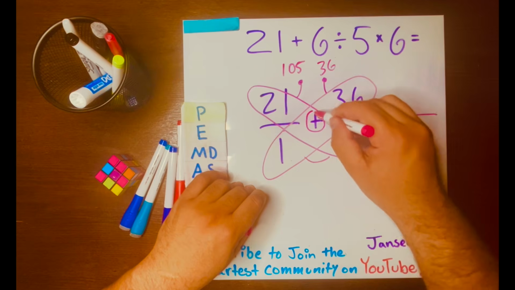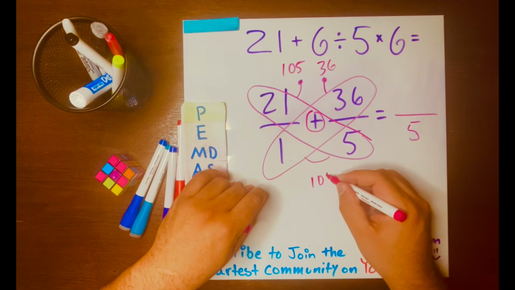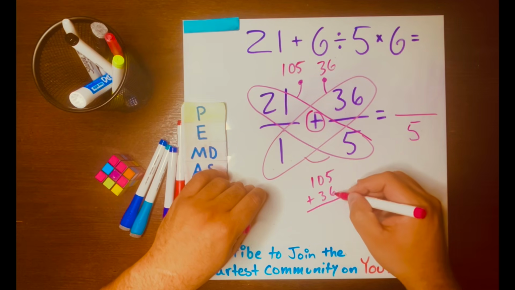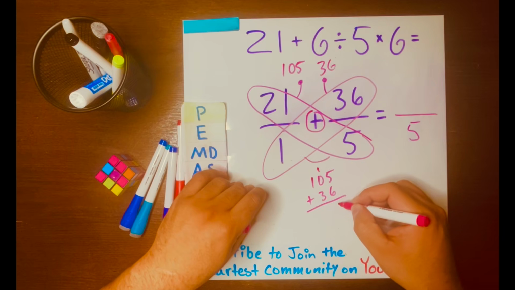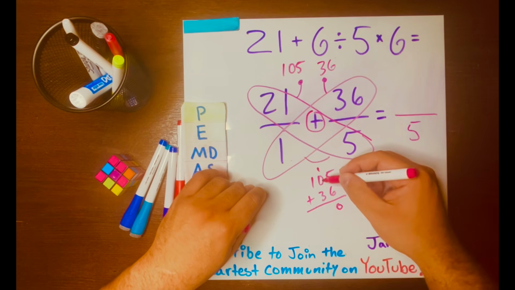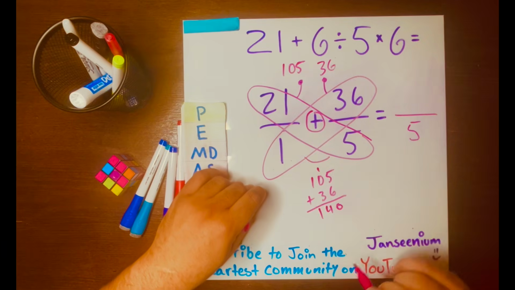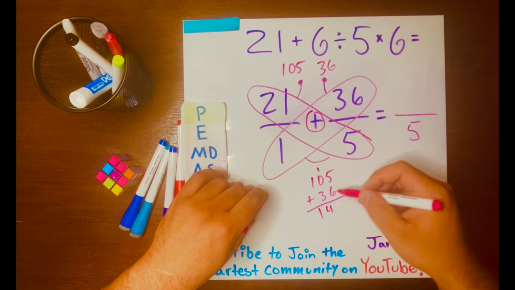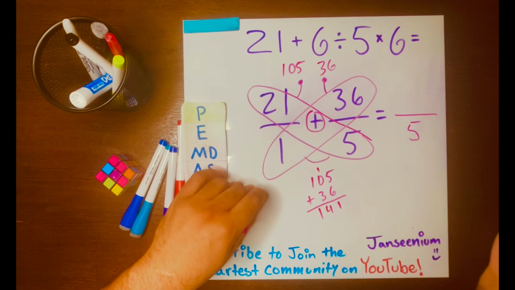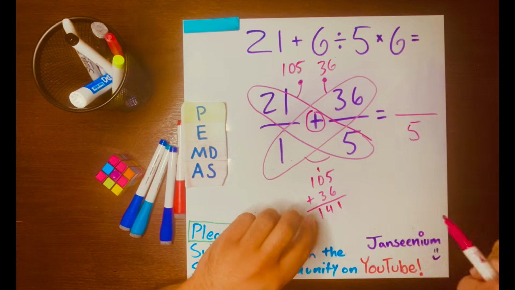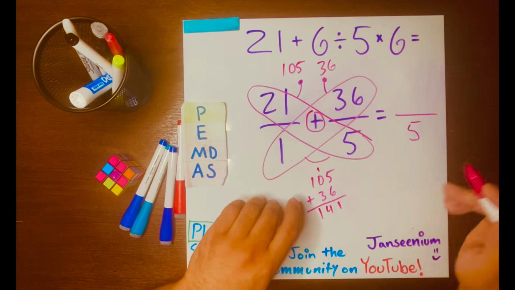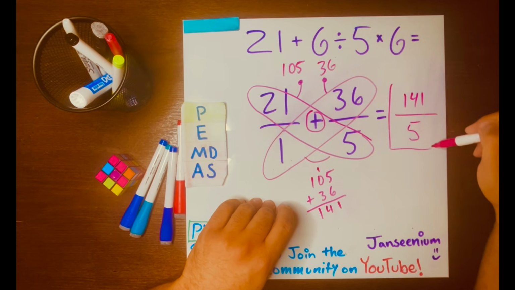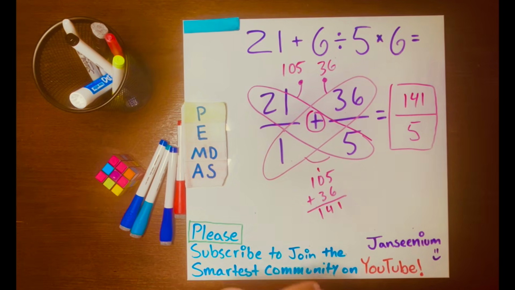Next, I add those two numbers, so 105 plus 36, so that's 5 plus 6, that's 10, right? And then that's 4, and this is 1. So I have, wait, did I do something wrong? Yes, I did. 5 plus 6 is not 10, it's 11. Oops. We all make mistakes, but that's okay, we're learning. So 141 is the numerator, 141. And 141 over 5 cannot be broken down further.